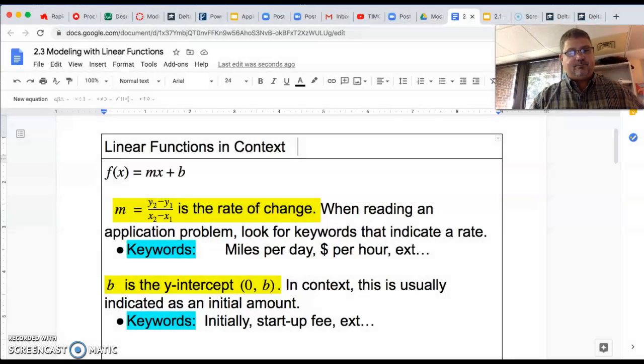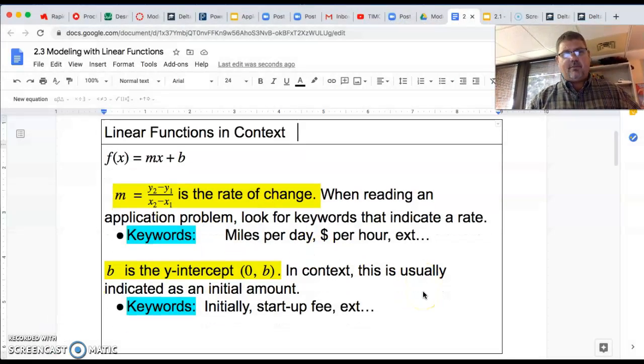So what we'll have to do is read a text, and we've got to decide the rate of change from the text, because remember that's all we need to write one of these equations: a slope, which is the rate of change, and an initial amount, which is your y-intercept. So let me get in here and show you some of these notes I've prepared for us.